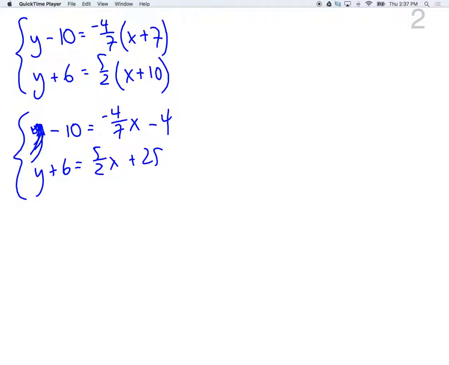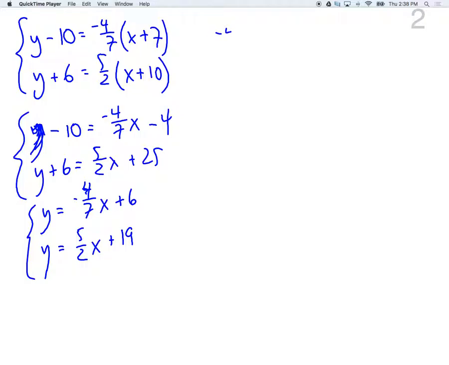Okay, and you want to go all the way to slope intercept. Sure. Beautiful. Y is equal to negative 4/7 x plus 6, and y is equal to 5/2 x plus 19. Both equations are solved equal to y, so as she said, we can use substitution and set those two equal to each other. Negative 4/7 x plus 6 is equal to 5/2 x plus 19.